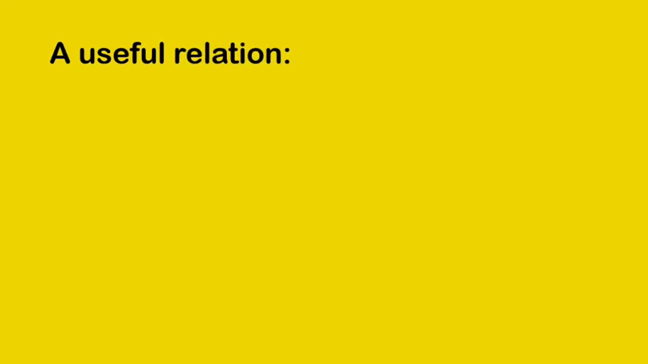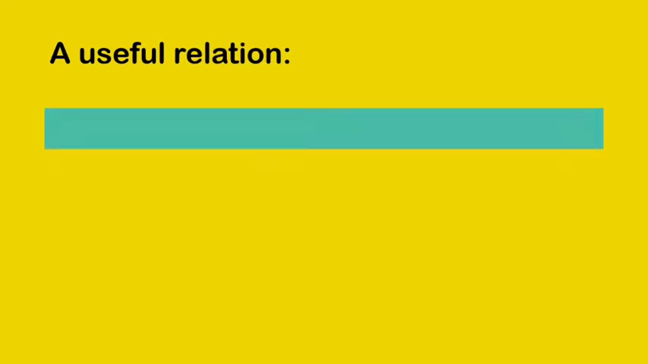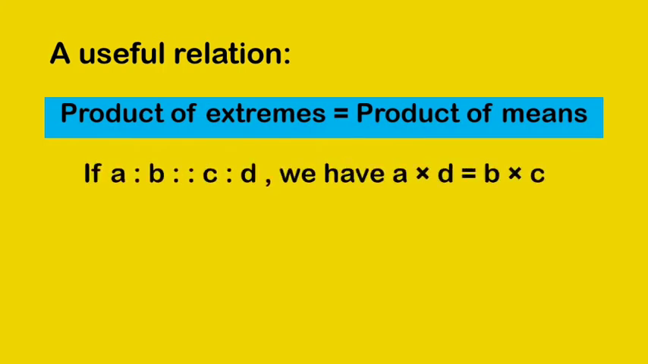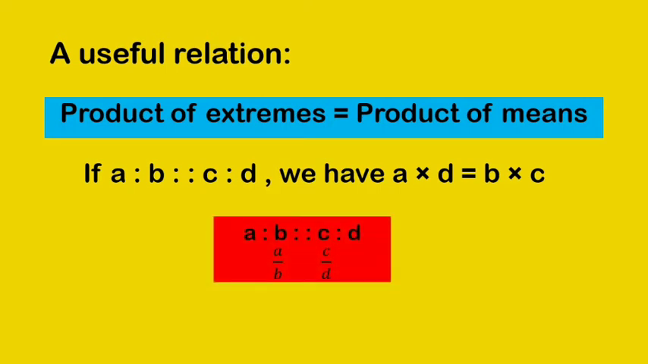A very useful relation: the product of extremes equals the product of means. That means if A is to B as C is to D, we have A into D equals B into C. That is, A by B equals C by D, and simply we do cross multiplication, A into D and C into B.